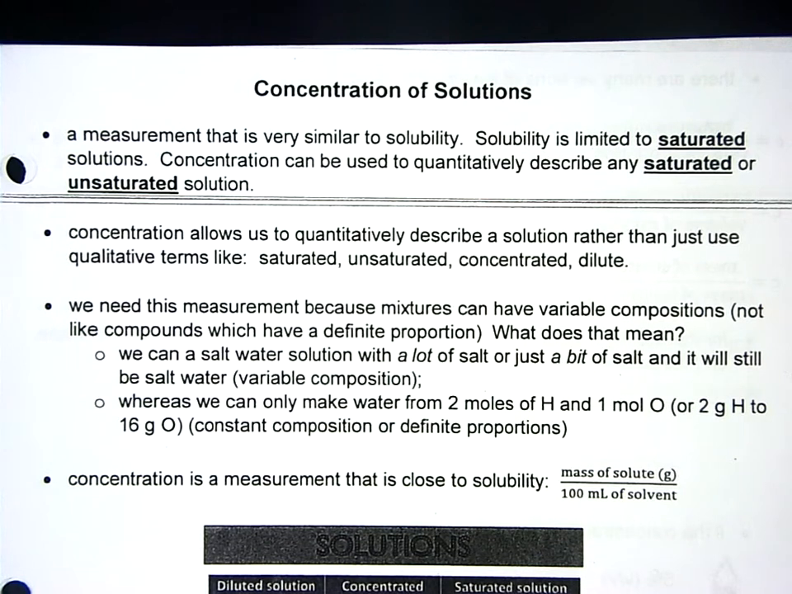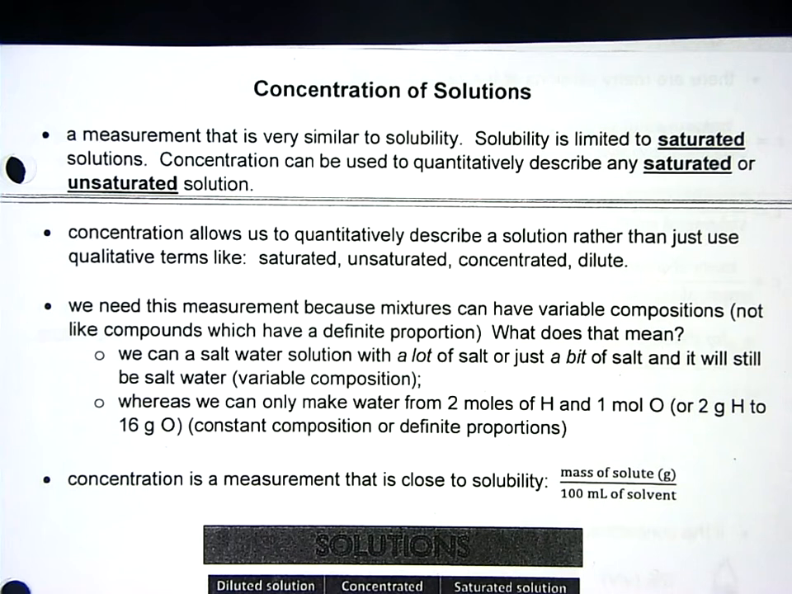Okay, so in this video lesson we are looking at concentration, another quantitative aspect of solutions. Now, in the note it says that it's a measurement that's similar to solubility. That's correct. Solubility is limited. It can only really describe a saturated solution, and even whether something is unsaturated or not, but it doesn't really tell us to what extent it's unsaturated or saturated. So we can't really compare the solutions.